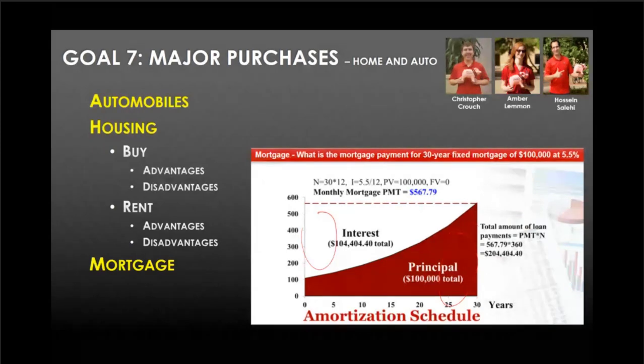Is moving a good thing or a bad thing? I hate moving. Anyway, maybe you like moving, I don't know. So it can be good or bad depending on your personality. But if you want to move frequently, then you're right, renting is definitely better. What's an advantage of buying? Equity. Build equity, right. What's a disadvantage of buying?